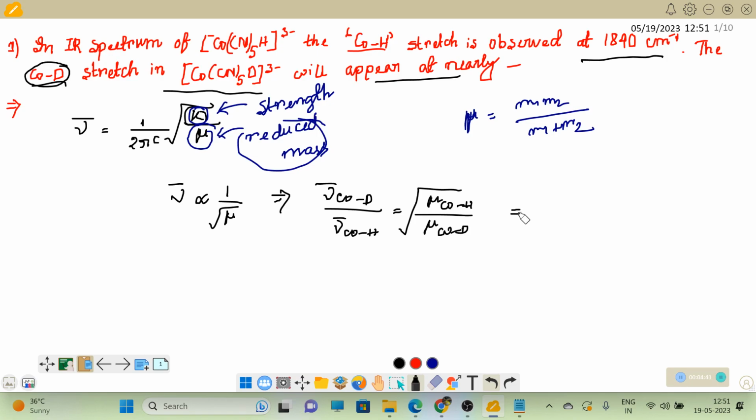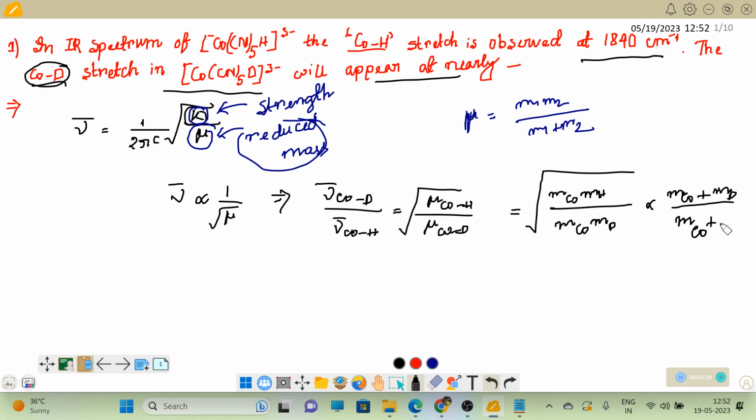Now we can write this formula for Co-H: m of Co into m of H by m of Co plus m of H, divided by m of Co into m of D by m of Co plus m of D. Here the mass of cobalt will cancel, and you know that the mass of hydrogen is 1 and the mass of deuterium equals 2.